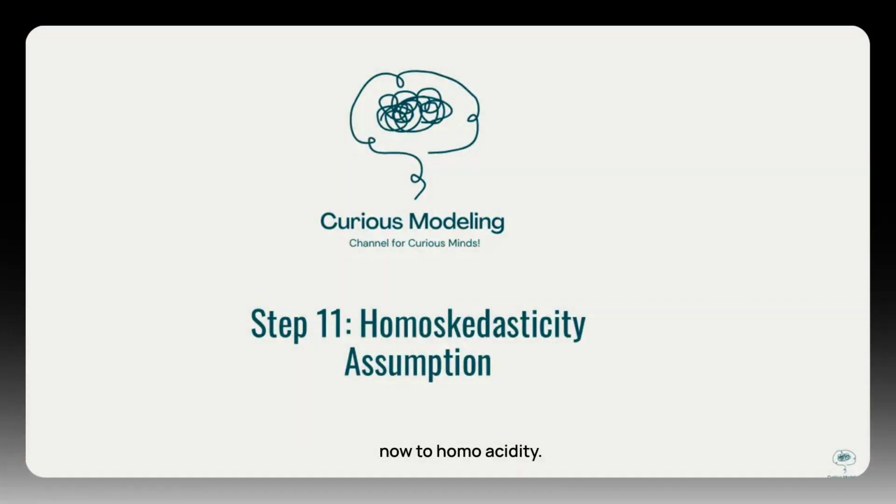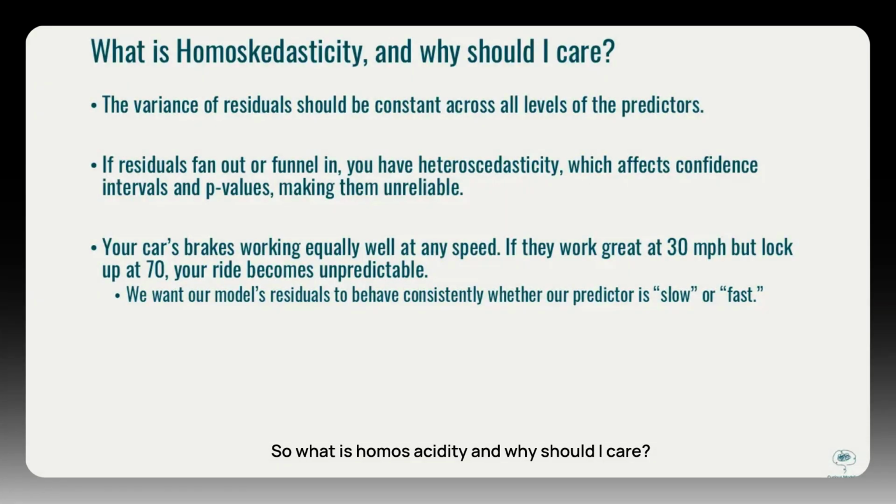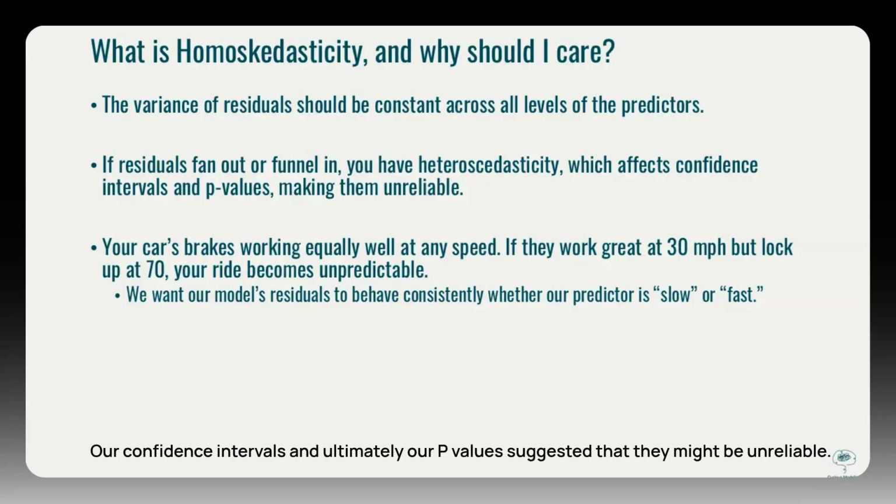Now to homoskedasticity. So what is homoskedasticity and why should I care? The variance of our residuals should be constant across all levels of the predictors. If we find that our residuals fan out or funnel in, we're going to have heteroskedasticity. What it's going to do then is affect how confident we are, our confidence intervals, and ultimately our p-values, suggesting that they might be unreliable.